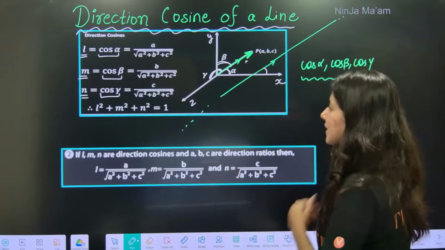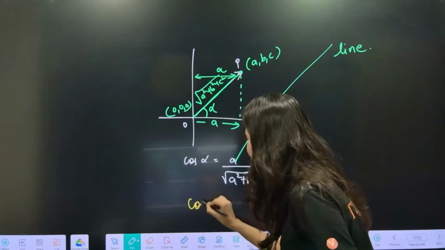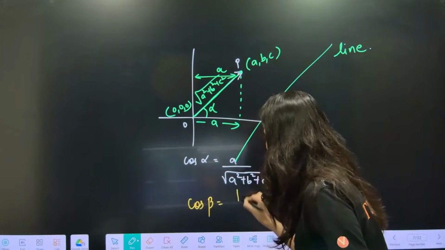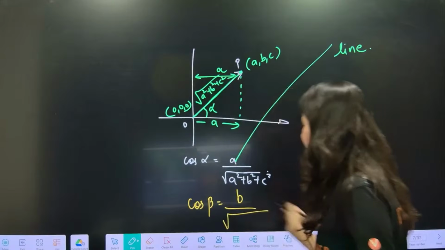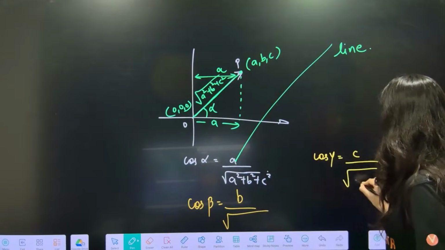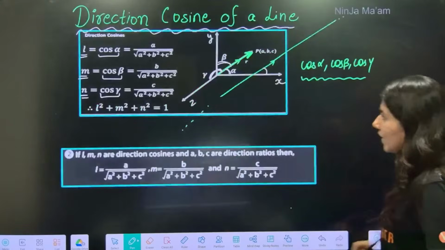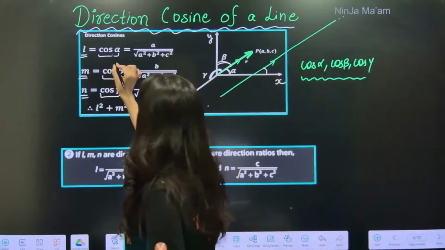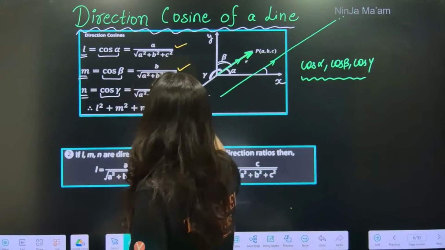Okay, so let's start. So understand, this is cos alpha. Similarly, can you see cos beta will be what? B upon, see B is y, no? So B upon square root of A square plus B square. Cos gamma will be what? C upon square root of A square plus B square plus C square. Okay, so can you see L is equals to cos alpha this, M is equals to cos beta this, N is equals to cos gamma this.